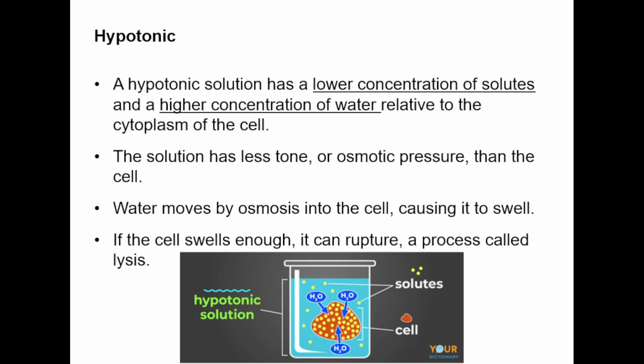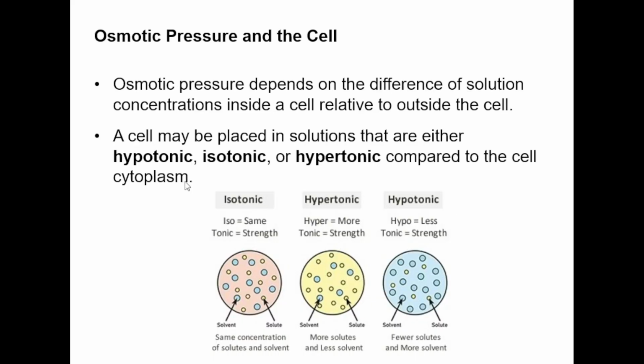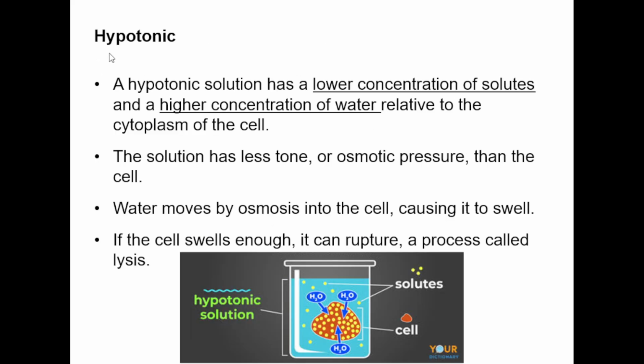Ayan. So, anong gagawin natin ulit? We will put a cell inside each of these solutions and we'll try to see how water will move, no? From the solution to the cell or cell to the solution. Let's see. So, first, we have a hypotonic solution. Again, hypo means less. Tonic means solute. So, less solute here. It is a solution with a low concentration of solute but a high concentration of water.